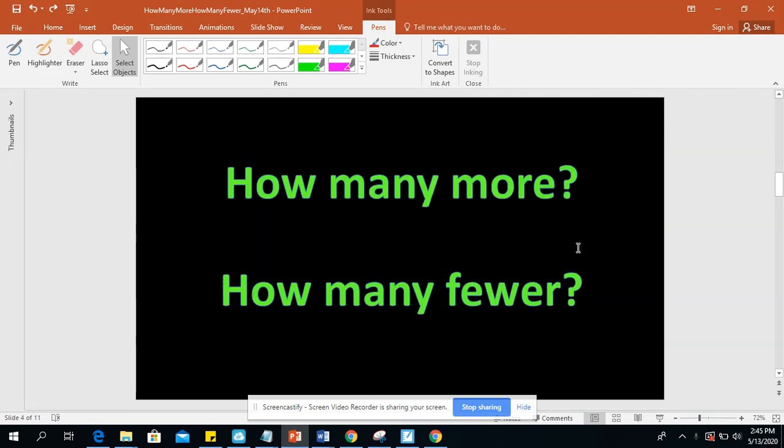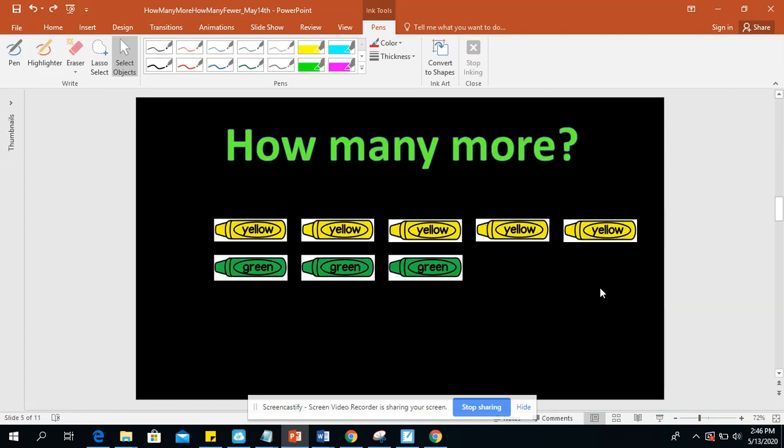Before we do that, I want to point out 2 important questions. How many more? How many fewer? Both of these questions are asking us to compare. Let me give you an example. On this page, you see some yellow crayons and some green crayons. Which color crayon are there more of? Yellow or green?